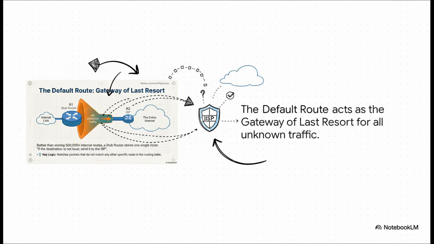Instead of trying to learn almost a million internet routes, our stub router just follows one simple rule. If a destination isn't already in my local routing table, just send the packet to my ISP and let them figure it out. This makes our ISP router our gateway of last resort.